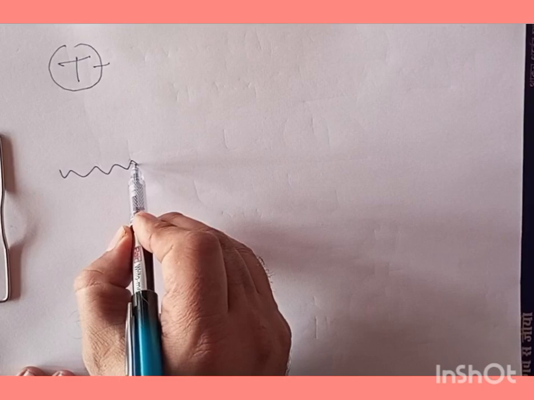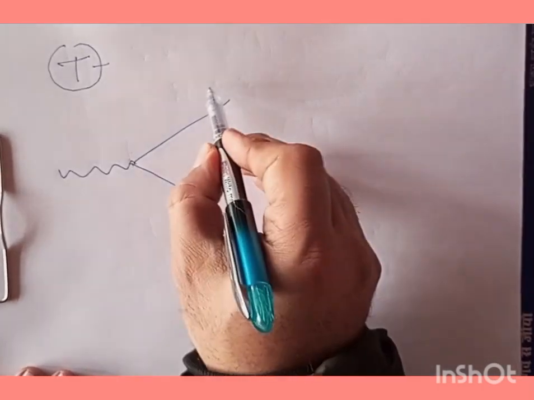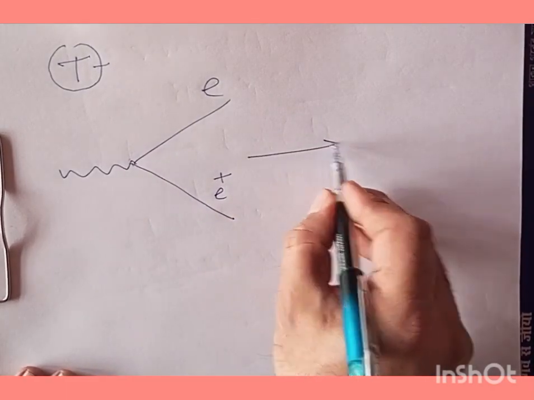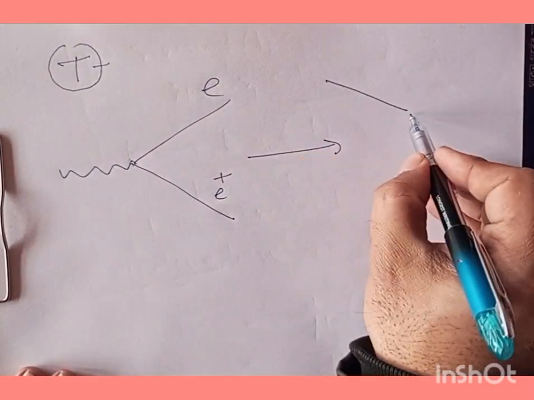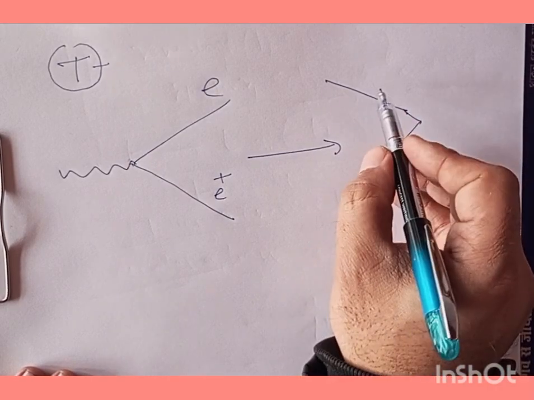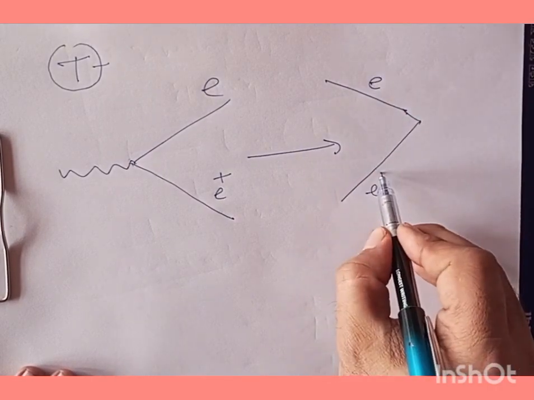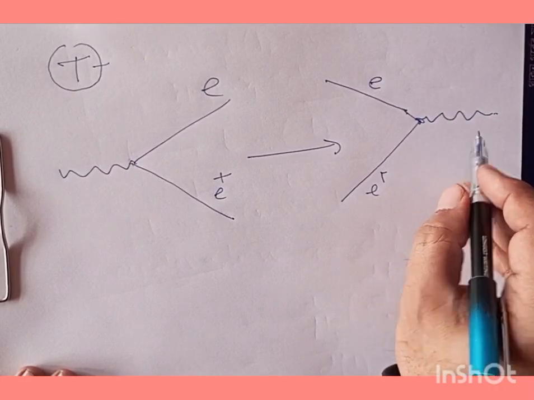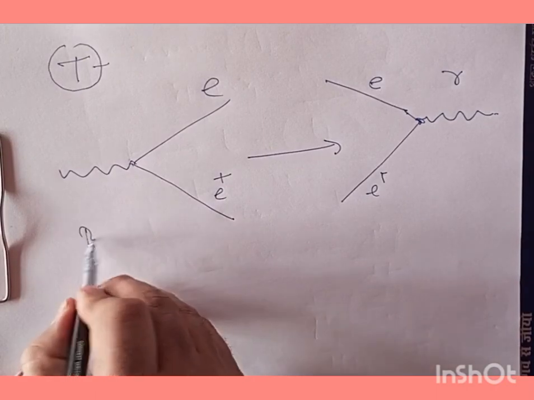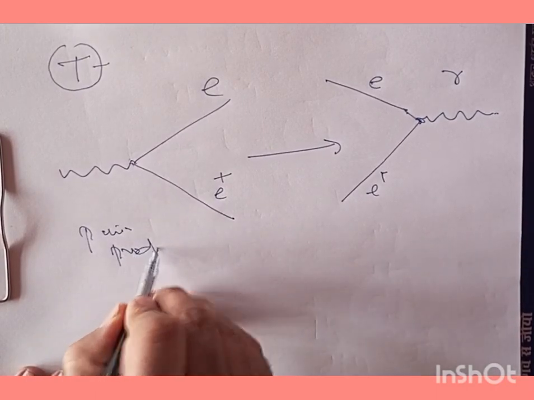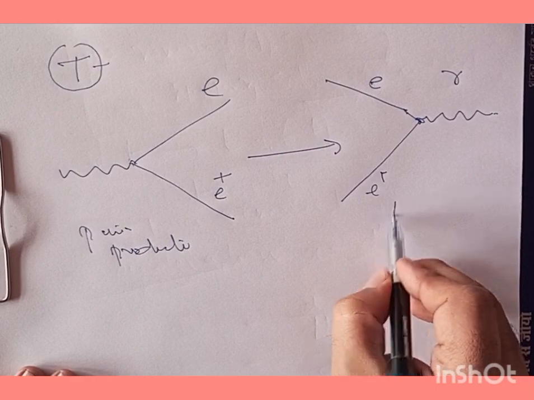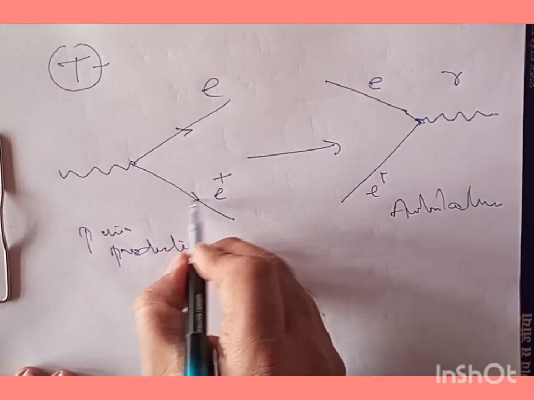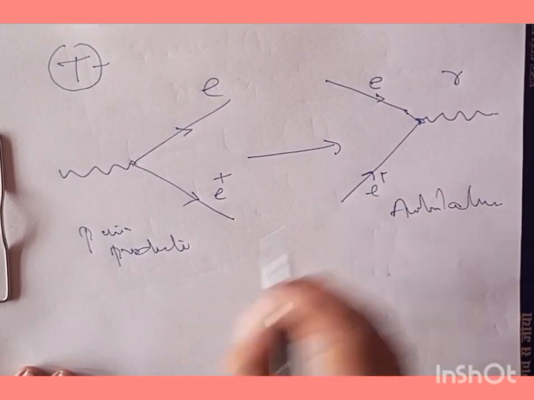So if I have a photon, I will have an electron and an anti-electron, a positron. And with time reversal, I'll have the electron and the positron, and what I'll get out is the gamma ray photon. So here we have pair production, and here we have annihilation. It would be right to show the arrow of time here.